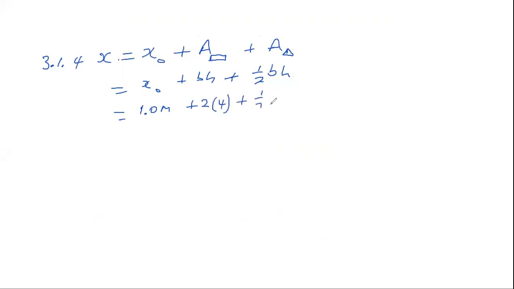Plus the base of the triangle is also 2, times the height, which is 4. Let's work it out. So it's 1 plus 2 times 4 plus half times 2 times 4. Let's see the answer. The answer is 13 meters. That is the position of the particle after 4 seconds.